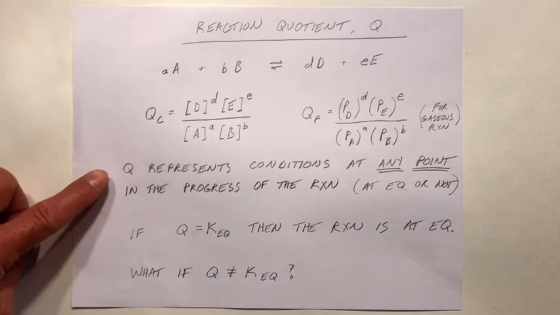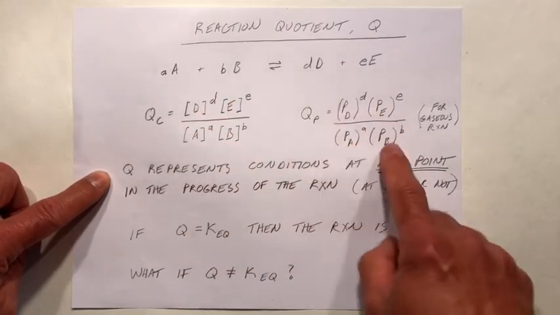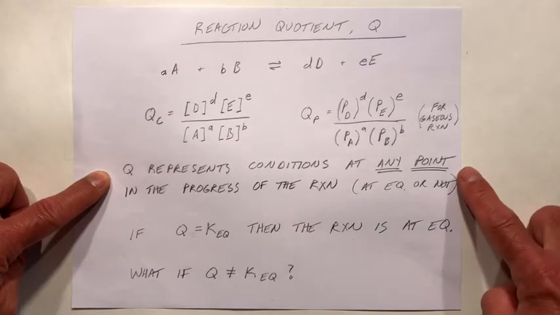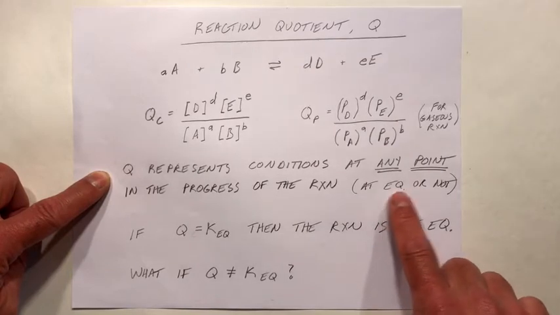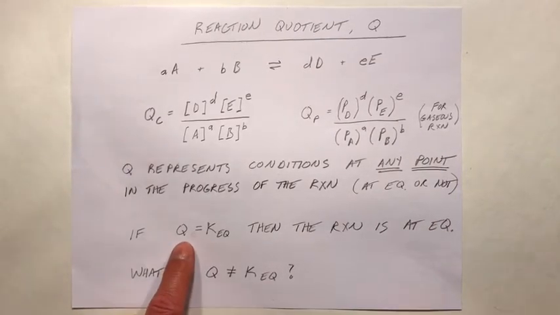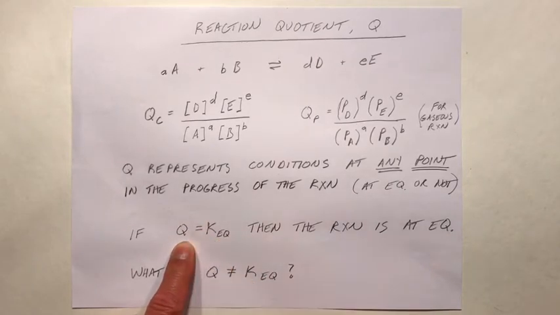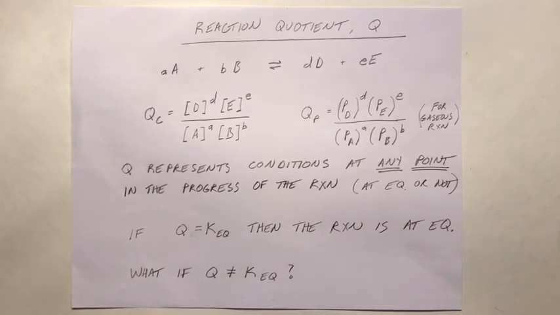What's different though is that Q represents conditions, so concentration values or pressure values, that are not necessarily at equilibrium. They could be at any point in the progress of the reaction. They could be at equilibrium or not. If Q is calculated and it's equal to the equilibrium constant, so if Q equals KEQ, then the reaction is at equilibrium. So what if Q does not equal KEQ?